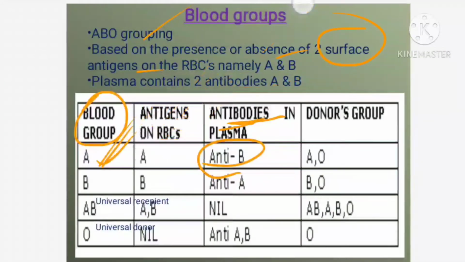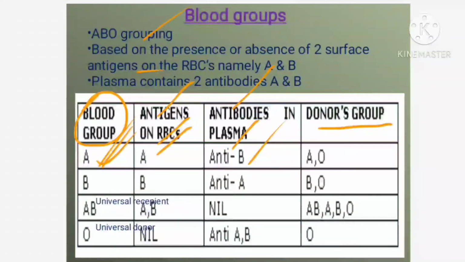So, RBC contains the antigen and plasma contains the antibody. What is the antigen? A is the antigen. What is the antibody? Anti-B is the antibody. Now, this donor group, who can donate blood to A? A can donate blood to A, and O can also donate blood to A. I will tell you first, just listen to what I am saying.